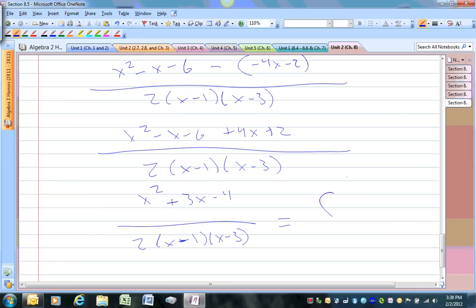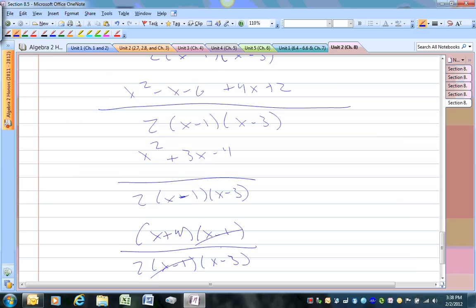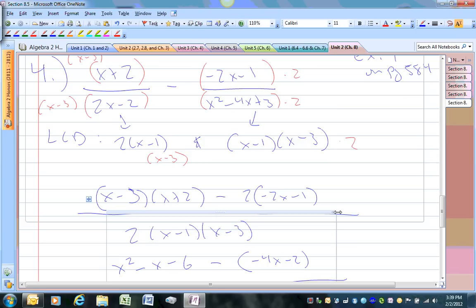So if there's a potential to factor, you have x plus 4, x minus 1, over 2x minus 1, x minus 3. Cancel, cancel. So it's x plus 4 over 2x minus 3. So just a lot of algebra you're doing here.